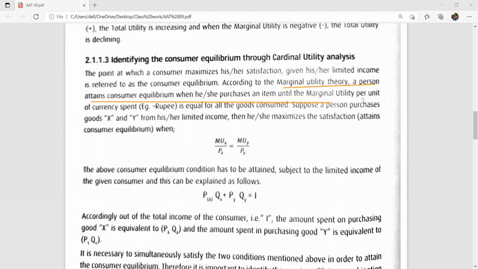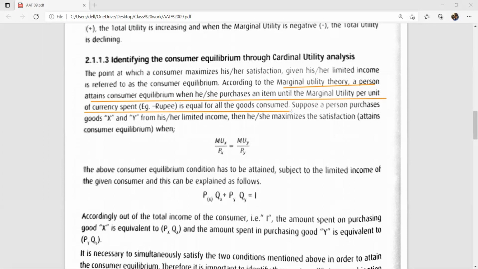This is called consumer equilibrium. Utility per currency, like rupee, is equal for all goods consumed. Actually, here we concentrate on only two products. It is an assumption, like X and Y or A and B. Suppose a person purchases X and Y from his or her limited income, then he or she maximizes satisfaction and attains consumer equilibrium when MUX divided by PX equals MUY divided by PY. Here P means price. MUX is the marginal utility of X. It should equal the marginal utility of Y divided by the price of Y.